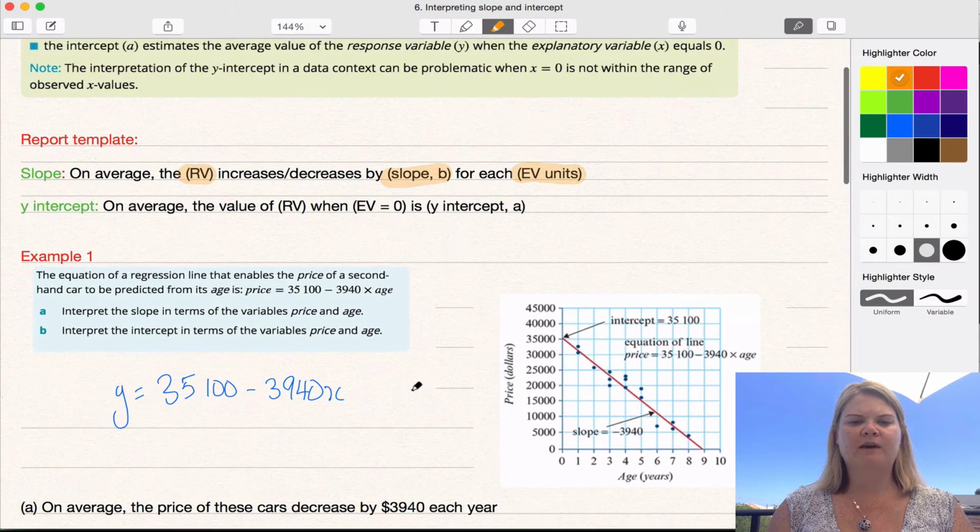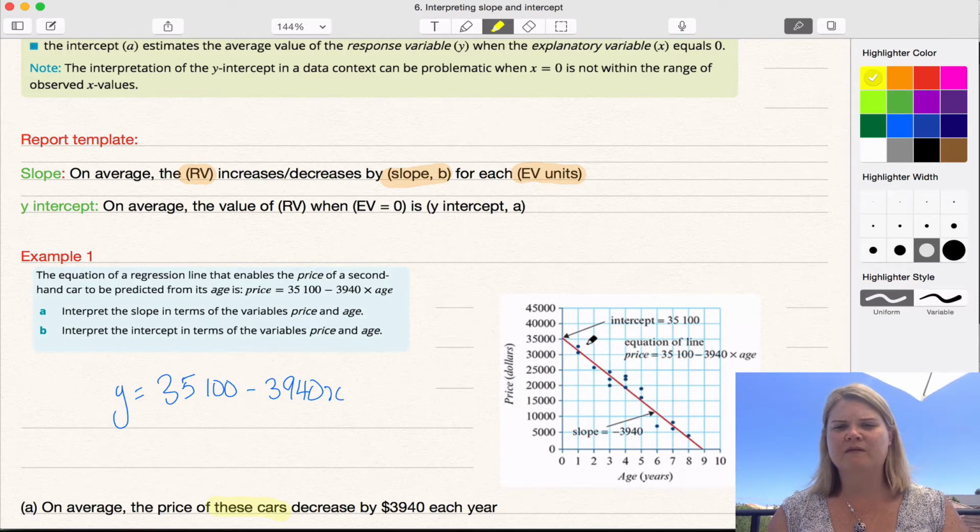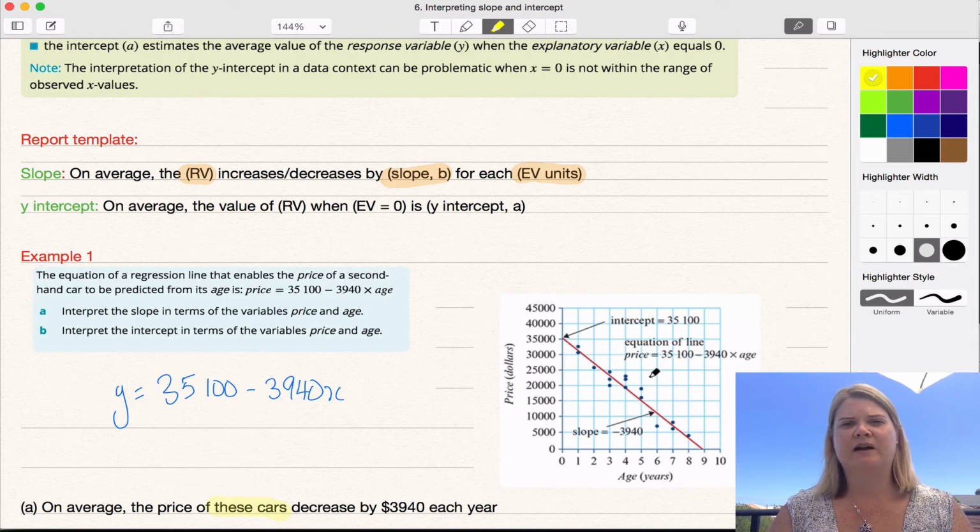And the way we would write that report, filling in our report template, is to start with on average, and then you fill in the response variable, which is price. You'll notice I've put the price of these cars because we're only talking about the data that we've collected for these cars. It might be completely different for a different set of cars, a different set of data that we gather. So on average, the price of these cars decrease. I've chosen decrease because it is a negative slope, negative 3,940.